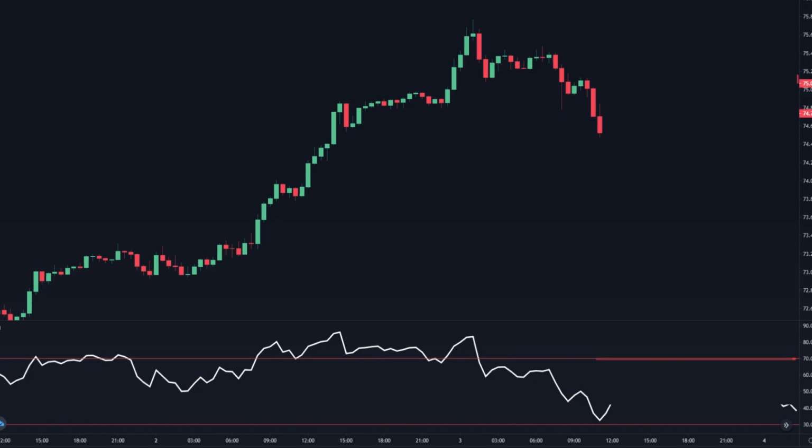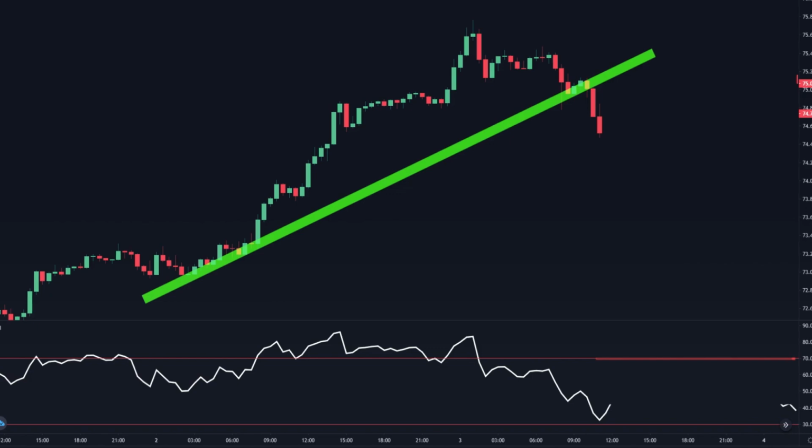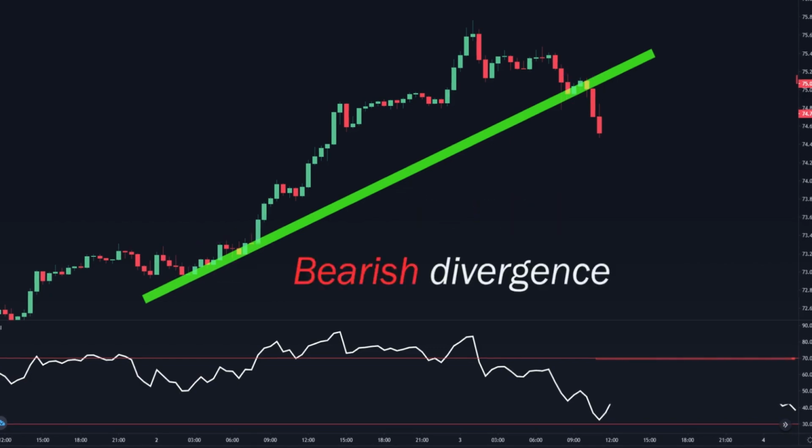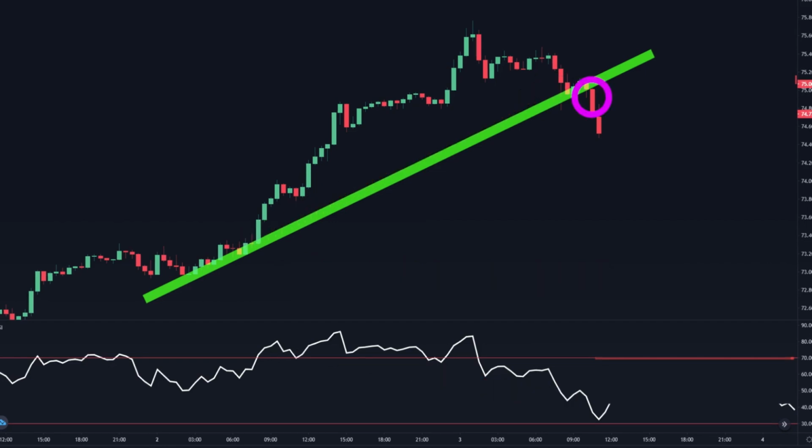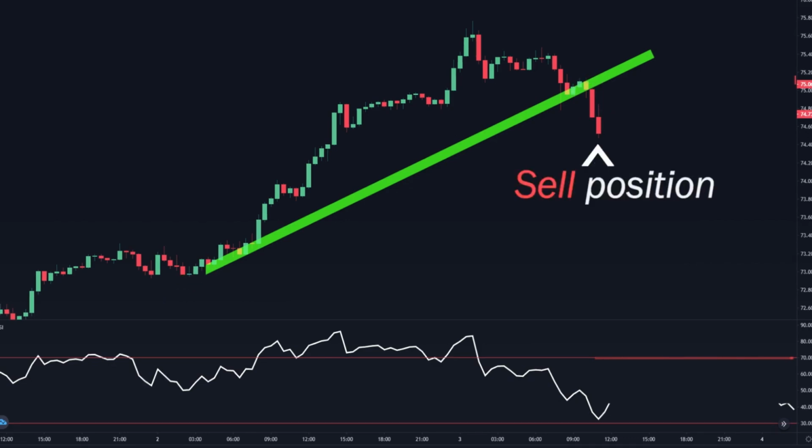You can see that the price is on a clear uptrend. So you can draw a trend line here as it rejects multiple support levels. Then you see a bearish divergence forming as RSI is displaying lower lows yet prices are heading towards higher highs. Next, you can see that the price broke out of the trend line and a huge bearish candle was formed. So this is a good sell opportunity.